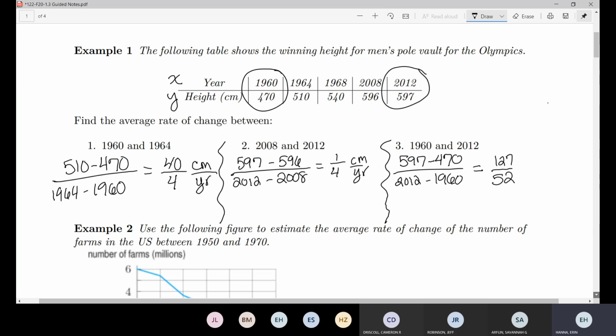Some people have to type it in their calculator. They don't have the notes completely finished in front of them. You should get 127 over 52. You didn't need a calculator on you as long as you had the setup correct. Correct. And that's how average rate of change goes. Questions?